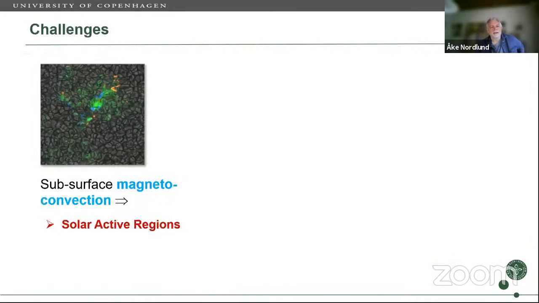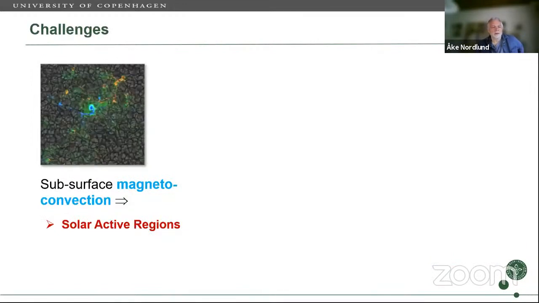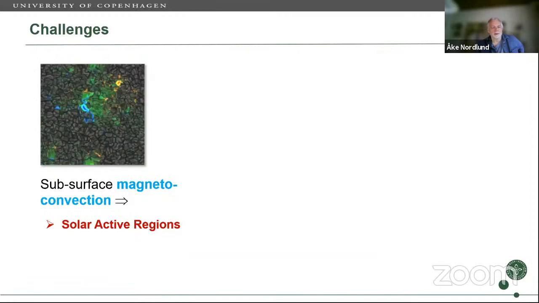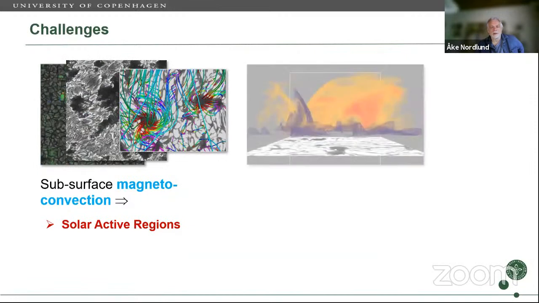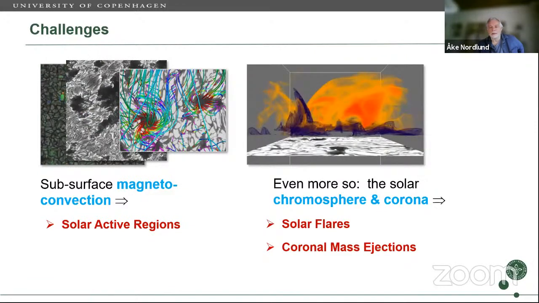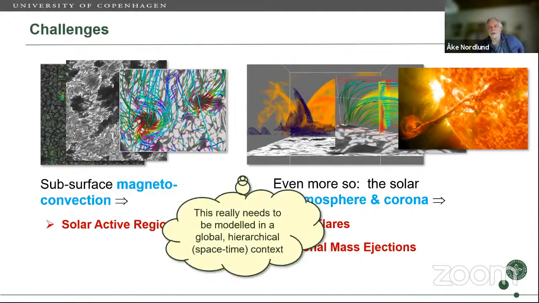So then the challenge is, well, we can try to understand solar active regions as we've been doing for a while. And even worse, we can try and understand the heating and dynamics and diagnostics of the chromosphere and corona with solar flares and coronal mass ejections. And there we simply cannot avoid doing it with a context. We really need to model a global hierarchical space-time context to get this right.